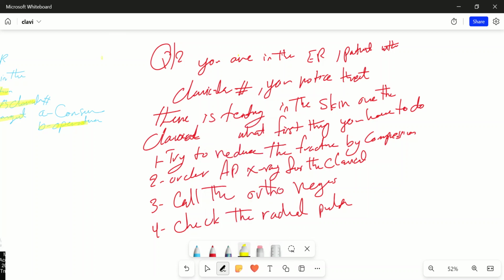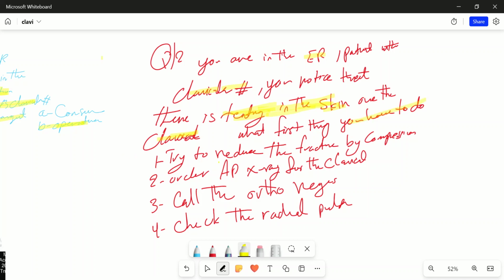Also, you are in the ER, and a patient with a clavicular fracture came to the ER. You notice that there is tenting in the skin. We will see what we mean by tenting in the skin soon. Tenting in the skin over the clavicle. What is the first thing you have to do?